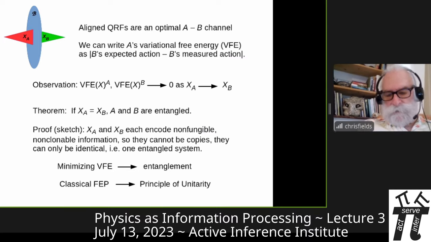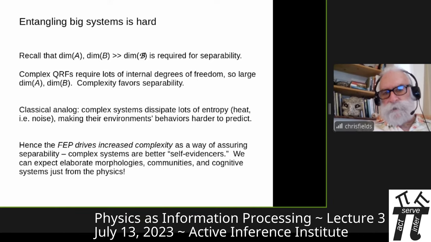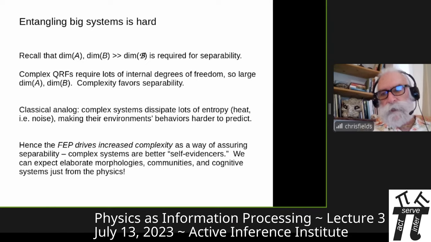And the answer is that entanglement is really hard for complex systems. And this illustrates the sense in which the FEP is moving systems in two different directions at once. The FEP is driving systems to maintain their separability, but it's also driving systems toward entanglement. And as the system becomes more and more complex, the difference between those two outcomes becomes larger and larger. So recall from last time that the condition for separability is that the two systems have dimensions that are much larger than the dimension of their boundary. And this is the condition that allows them to have internal states, to have states that aren't located on their boundaries. And clearly, to formulate the free energy principle, you have to have internal states.